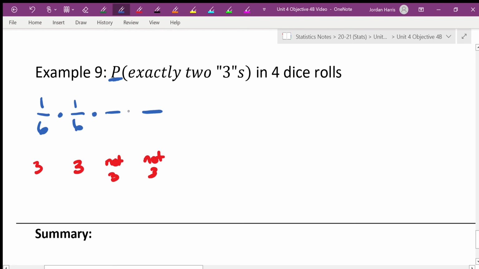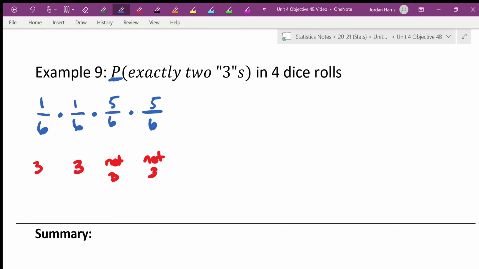Most people know that. 1 out of the 6 options is a 3. The not 3s are a little confusing. So not 3s means it's not a 3. So 1, 2, 4, 5, 6. There's 5 out of the 6 options. As long as I'm anything else, that's good. And so most people would just multiply that and get it. But the problem is we have different combinations here, right?